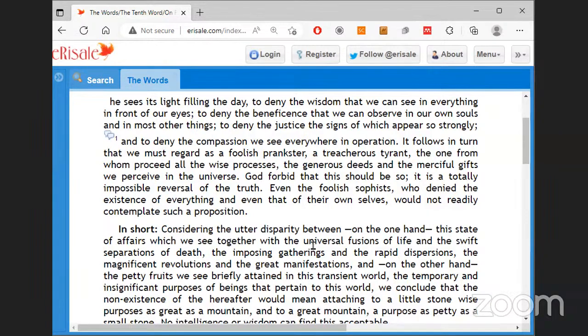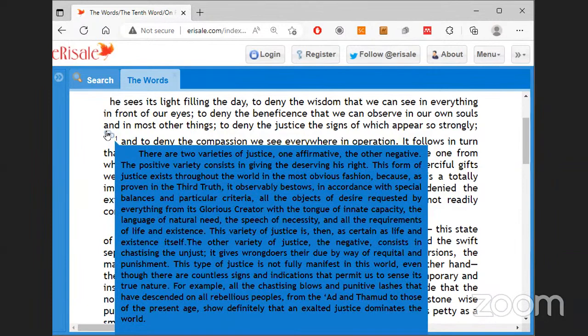The other variety of justice, the negative, consists in chastising the unjust. It gives wrongdoers their due by way of requital and punishment. This type of justice is not fully manifest in this world, even though there are countless signs and indications that permit us to sense its true nature. For example, all the chastising blows and punitive lashes that have descended on all rebellious peoples from Ad and Thamud to those of the present age show definitely that an exalted justice dominates the world.